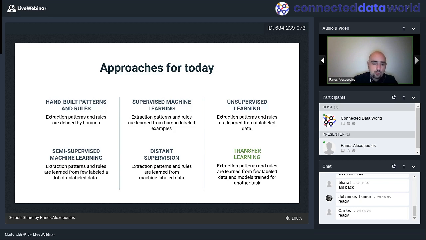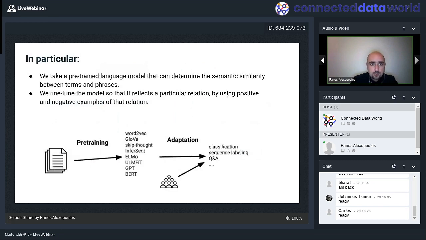What I'm going to show tonight is a technique which is called transfer learning. And in particular, what we're going to do is take a pre-trained language model that can determine the semantic similarity between terms and phrases, right?